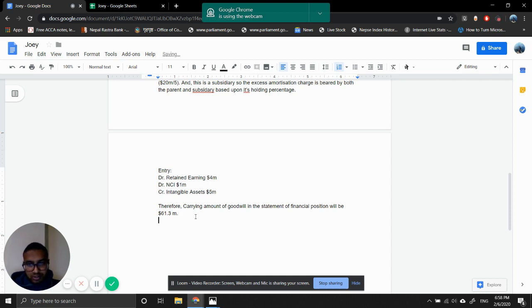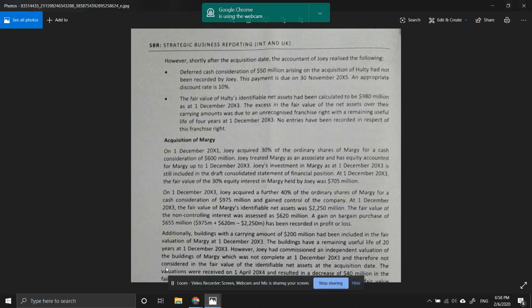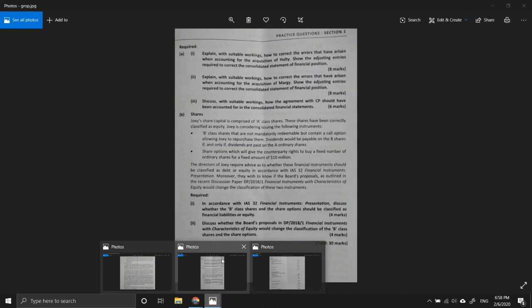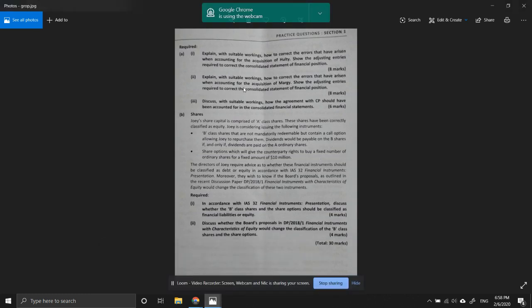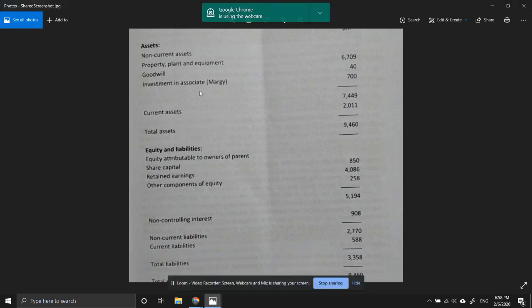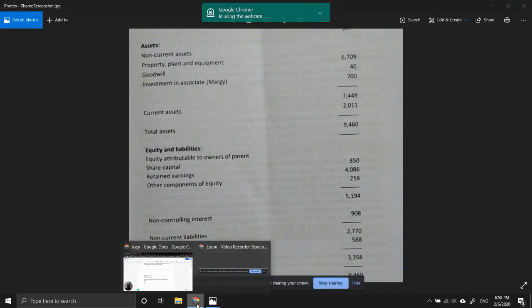Okay, so once that's done, let's move on to question number B. No, not question number 2. Just bold it as well. So what is question number 2 about? It is about Margie, right? So what are we required? Explain with suitable workings how to correct the errors that have arisen when accounting for acquisition of Margie, and the adjusting entries required to correct the consolidated statements of financial position. Okay, we will do that. So Margie is an associate, right?